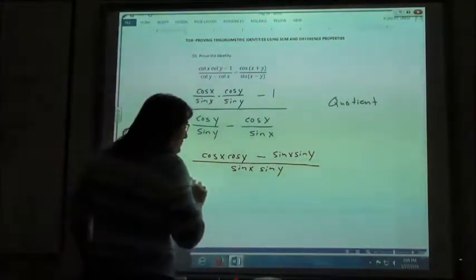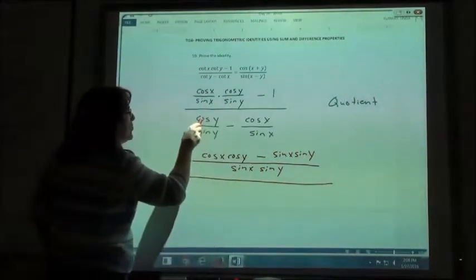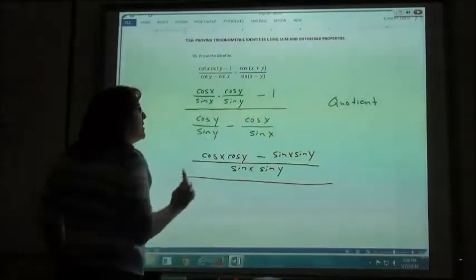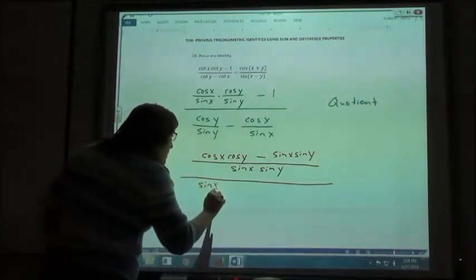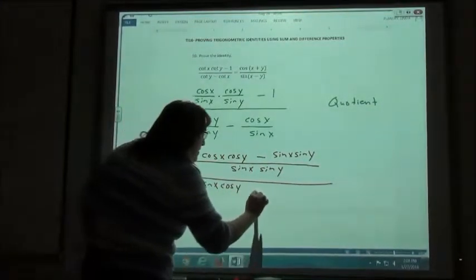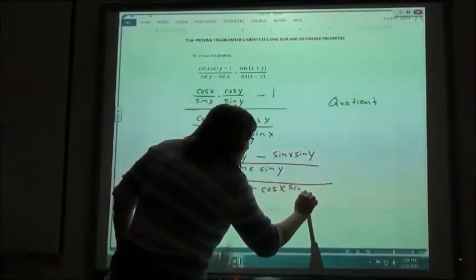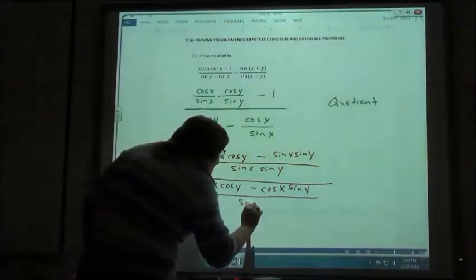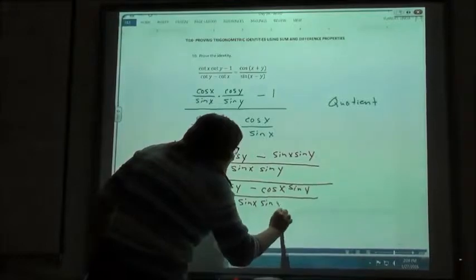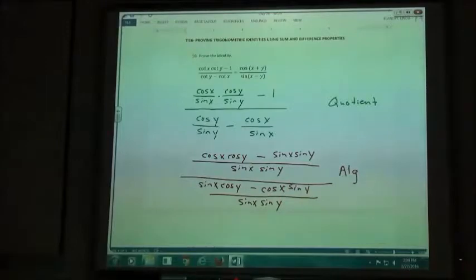On the bottom, I'm going to have a really big fraction. I'm going to end up taking this one times the sine of x, this one times the sine of y. So I'm going to have the sine of x, cosine of y, minus cosine of x, sine of y, over my common denominator, sine of x, sine of y. Doing algebra again. I'm writing too big, so it never ever fits.